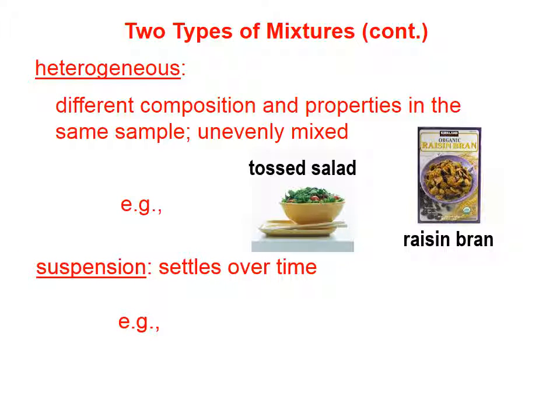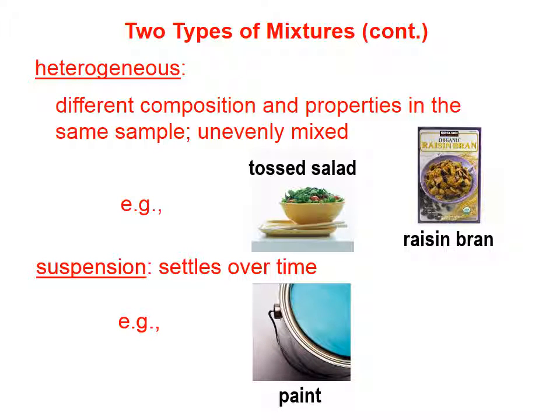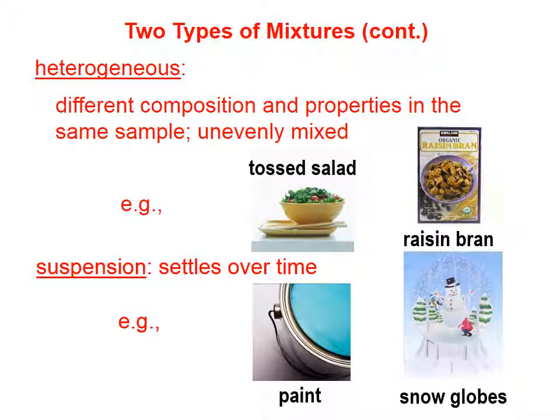A suspension is a specific type of heterogeneous mixture that will settle out over time. Paint, for example, is a suspension and therefore a heterogeneous mixture. Paint has to be stirred or shaken up before it's used to mix the components of the mixture evenly so that the paint effectively does its job. Here's another example of a suspension: snow globes. Right? The snow settles to the bottom over time. It is an unevenly mixed mixture. It is a heterogeneous mixture.